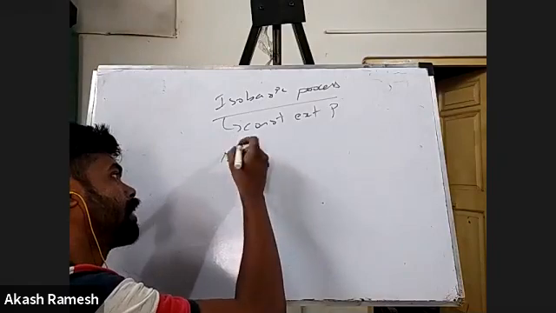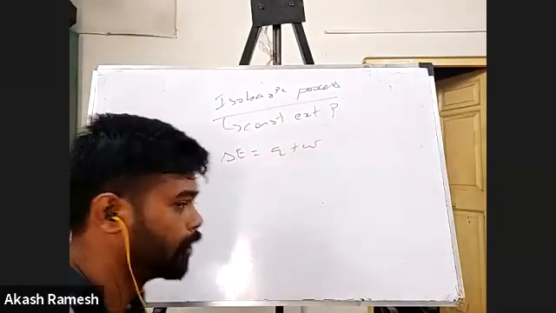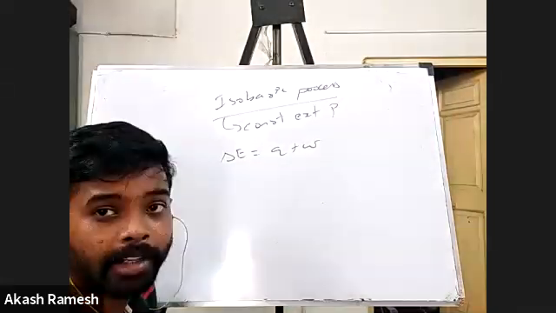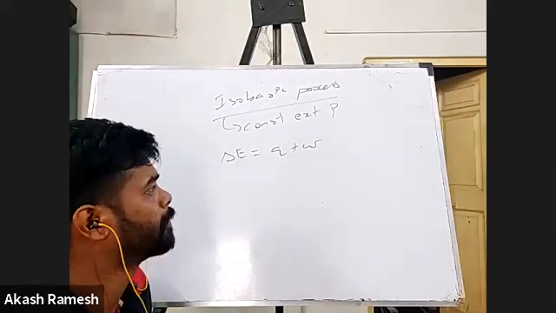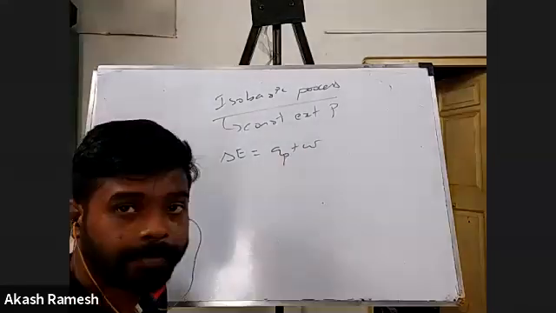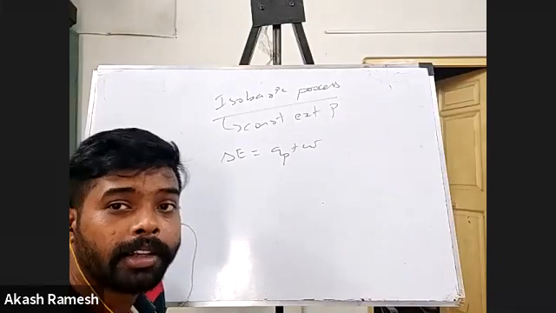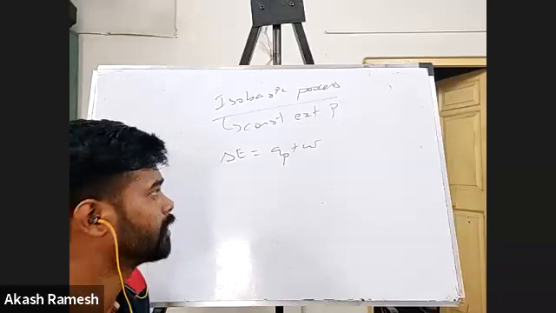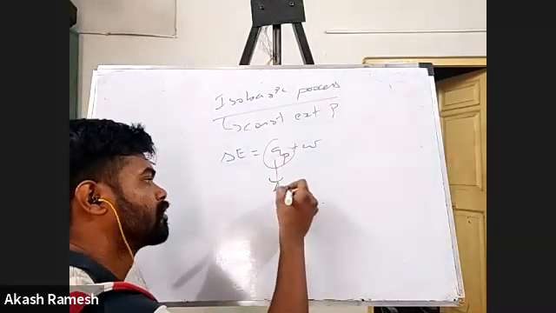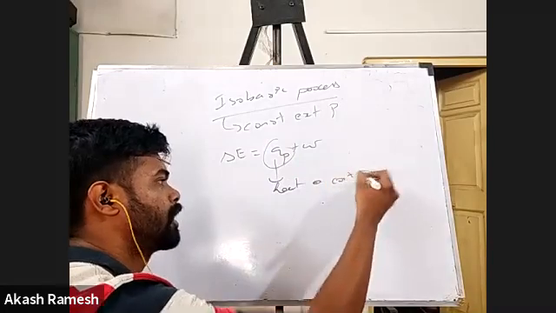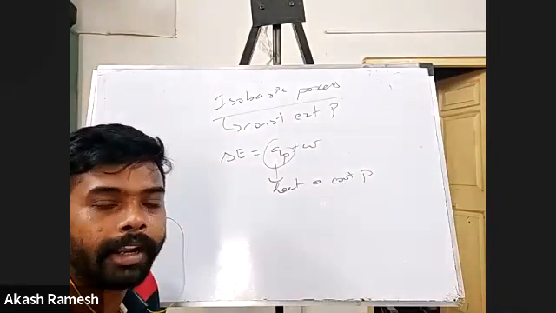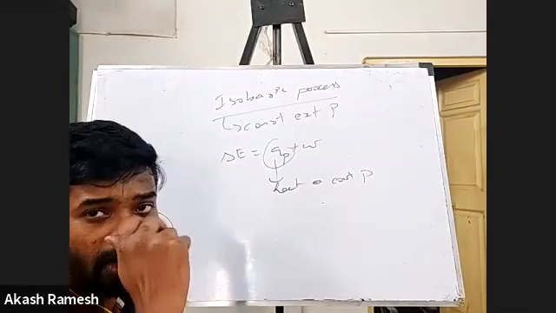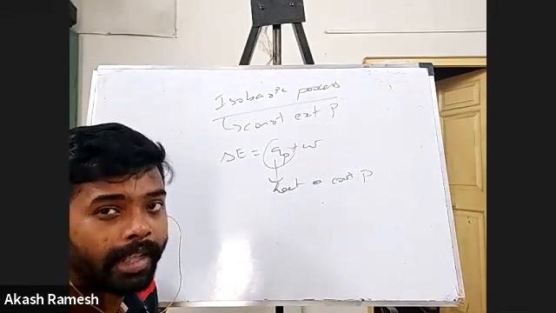I know delta E is equal to Q plus W. Now, since this process is happening under constant pressure, let me put Q as QP. What do you mean by QP? QP is heat lost or heat gained at constant pressure. As simple as that. This is heat at constant pressure. It can be lost or it can be gained, but that is going to happen under constant pressure.